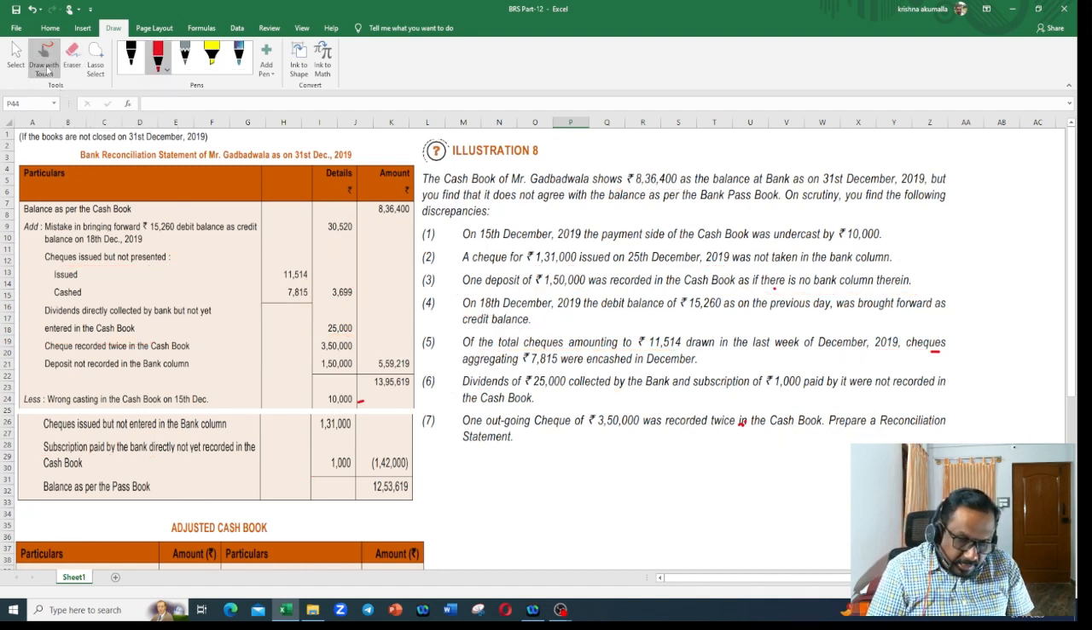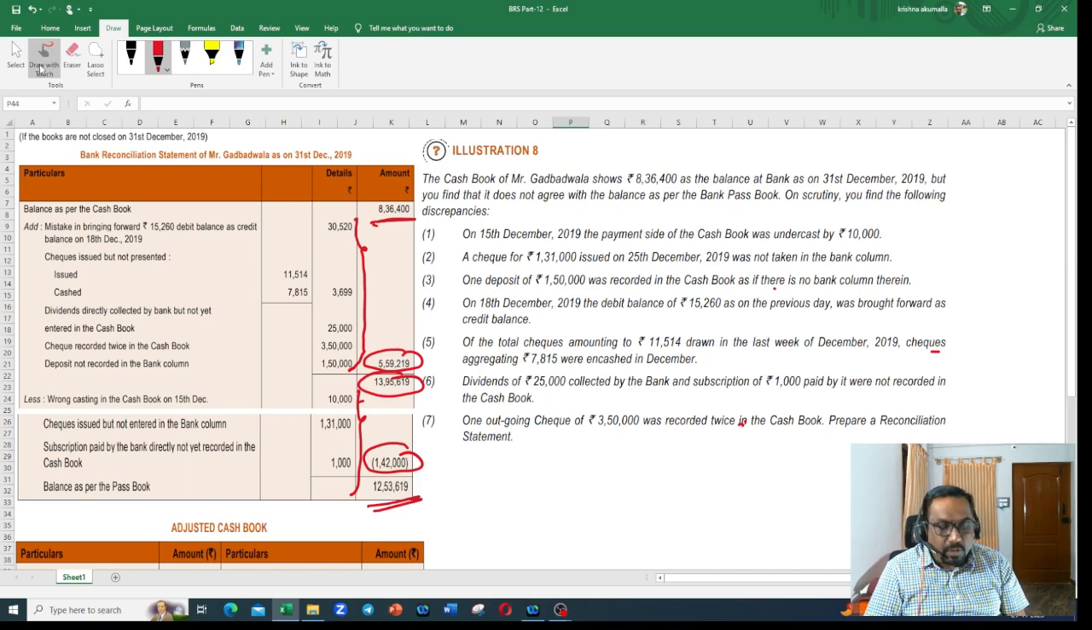Now you see, 8,36,400 is the balance. These are all the additions. Let us add all of them. Then your balance has come to 13,95,619. And these three are the subtractions, which total to 1,42,000. And 13,95,619 minus 1,42,000, you got 12,53,619. This is the passbook balance as per the transactions given in the problem, right? So this is the passbook balance we arrived at.